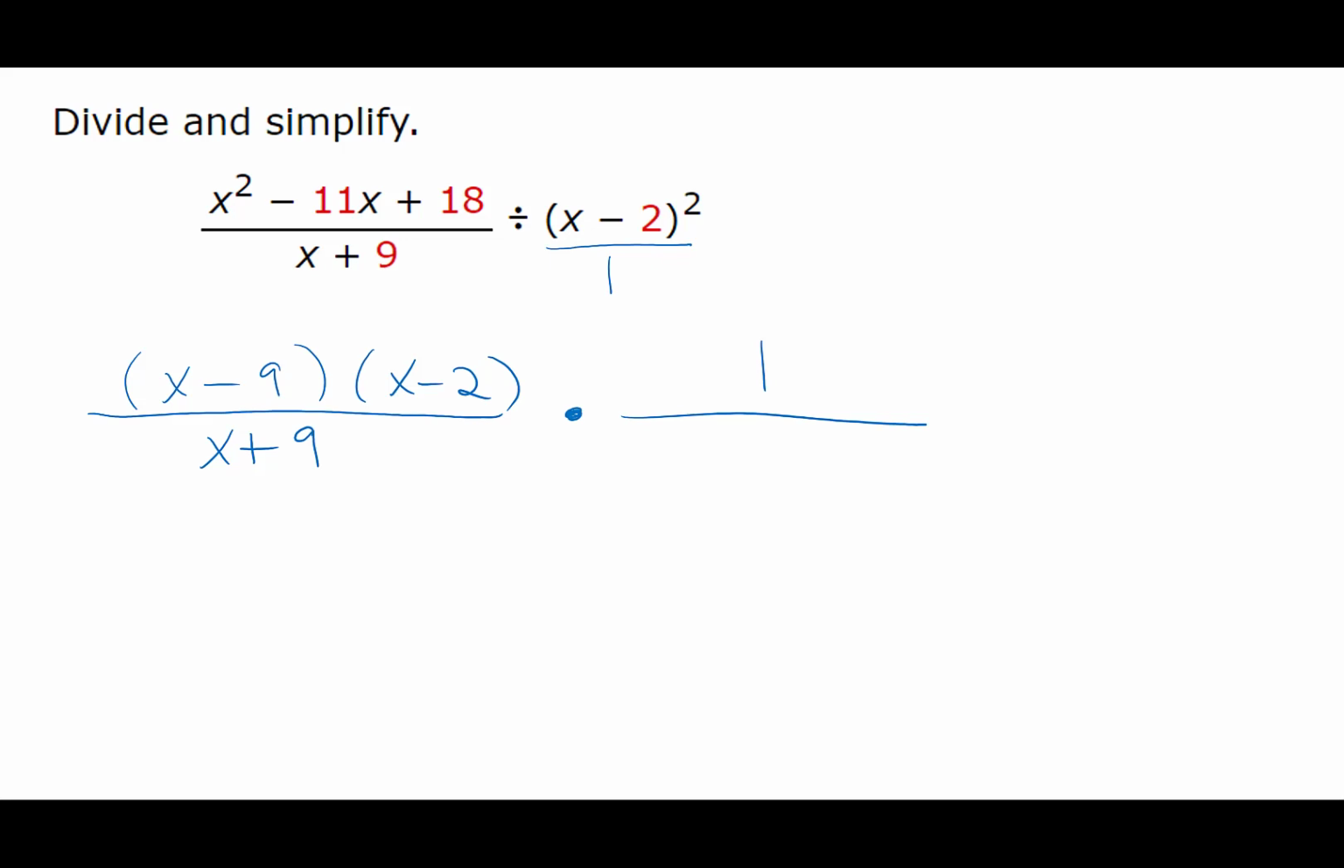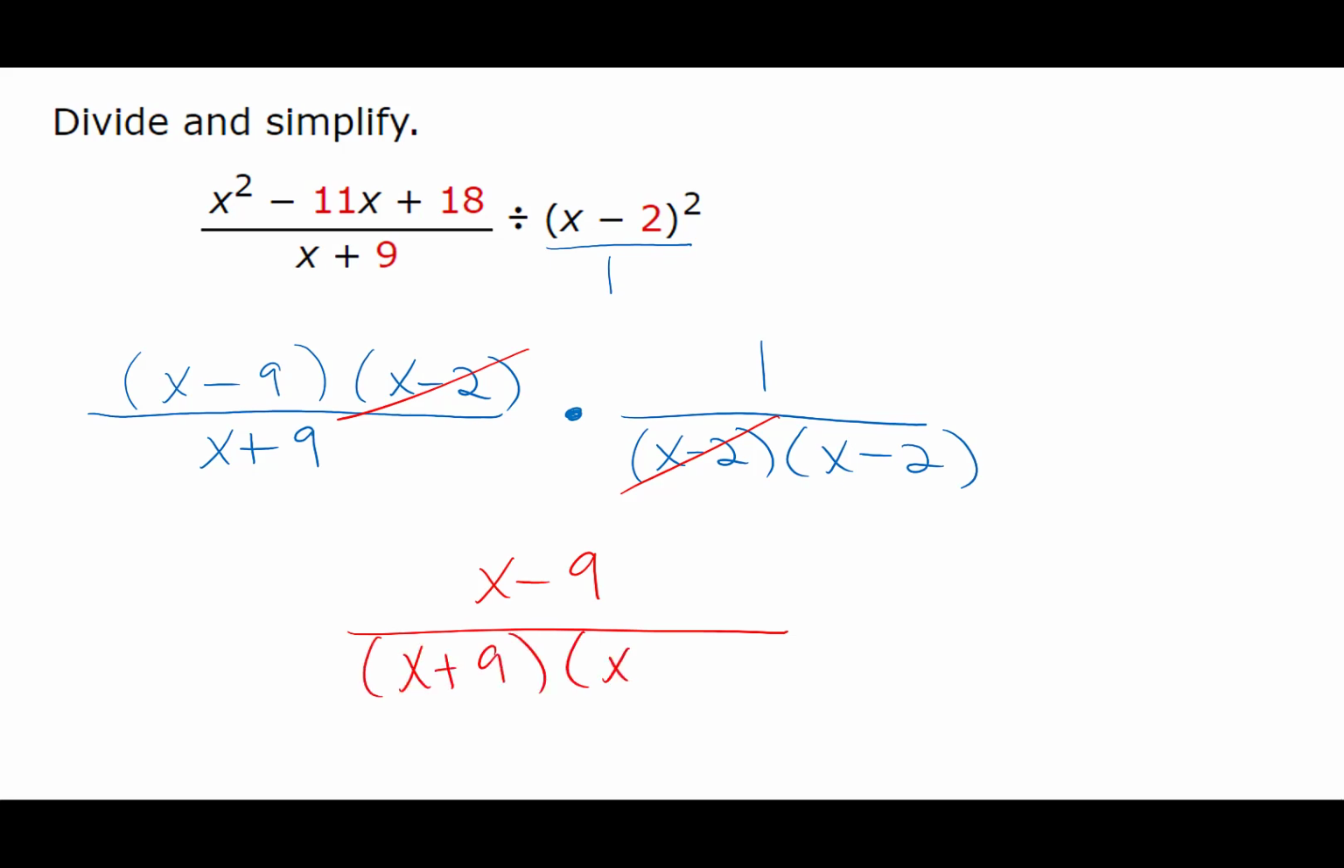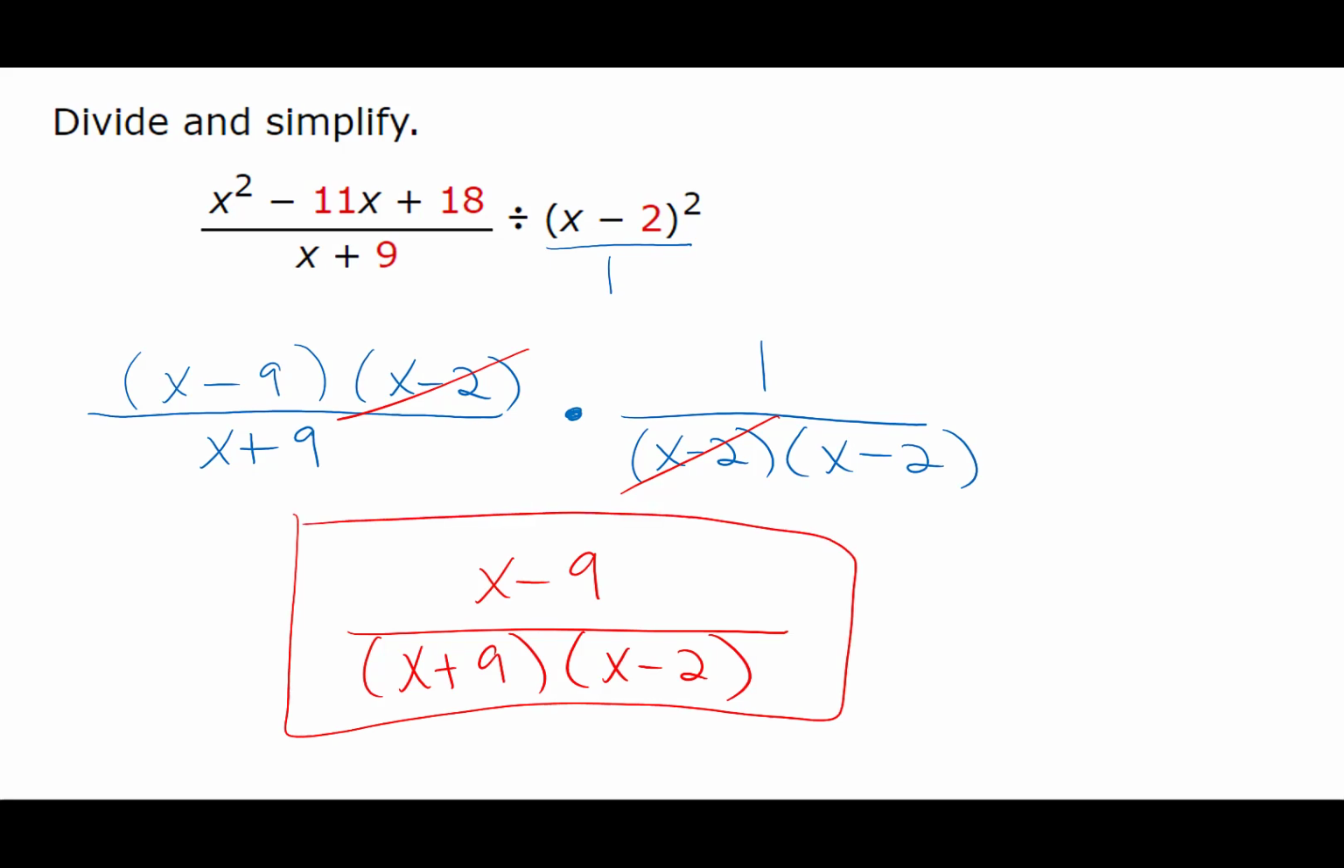That will move to the denominator, and I'm going to go ahead and factor that expression to be x minus 2 times x minus 2. From here, there's only one common factor, which is x minus 2, so those can cross out. And we'll go ahead and build our final answer. The numerator is x minus 9 times 1, which is just x minus 9. You can drop the parentheses off. The denominator is x plus 9 times x minus 2. It is okay to leave them as separate factors, or you could multiply them out if you want to, but WebAssign will take the answer in this format. So the final answer is x minus 9 over x plus 9 times x minus 2.